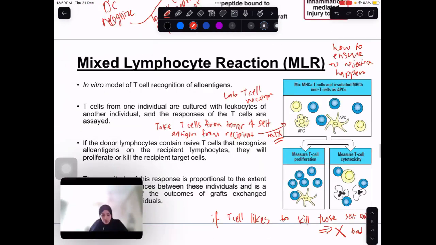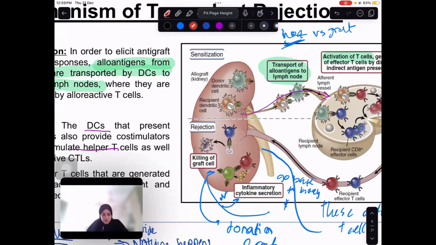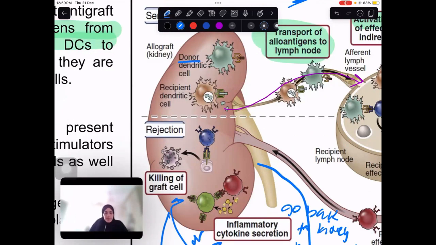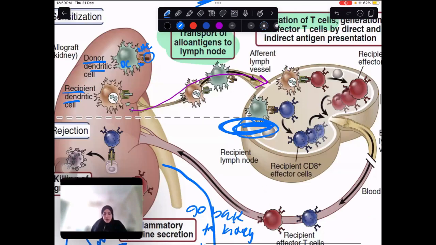Okay? I think there's a picture here as well. We can see that inside this kidney, this graft, there are donor dendritic cells and recipient dendritic cells. This is what I'm talking about. The donor dendritic cells are the DCs of the donor, so the MHC will not be mine, it will be the donor's. So the MHC is different, and obviously the antigen is different. When my T cells go to the lymph node, remember, it goes to the lymph node.